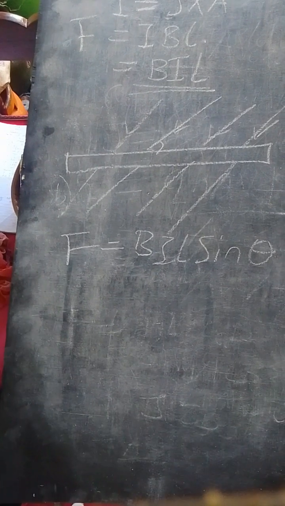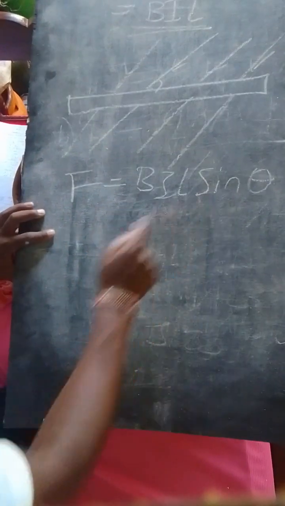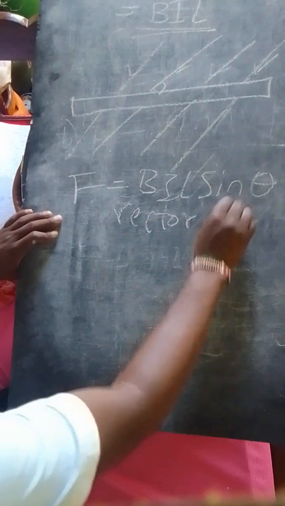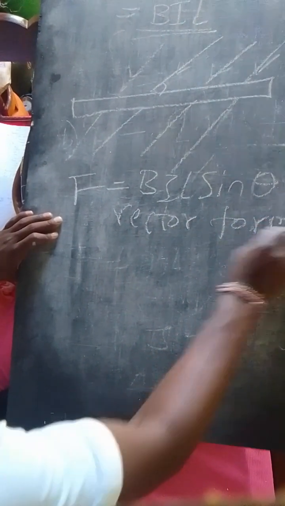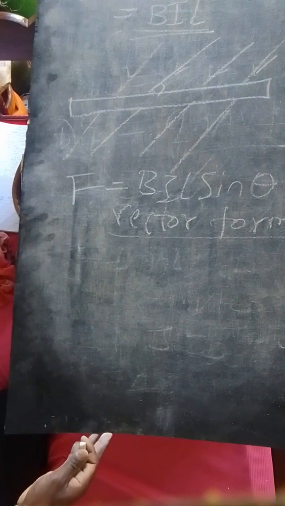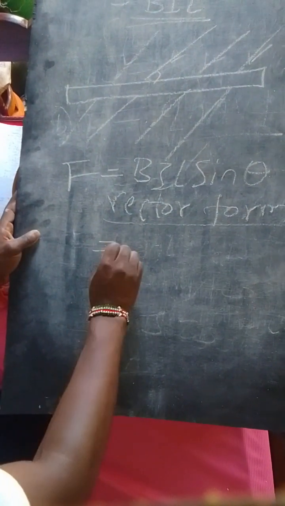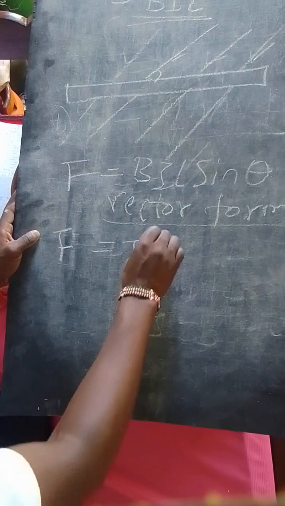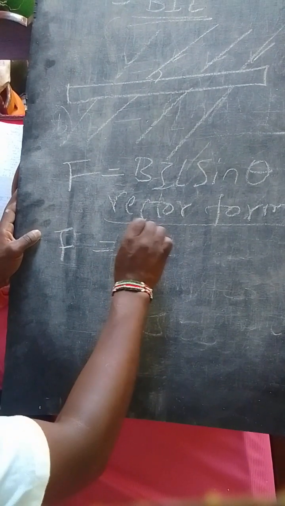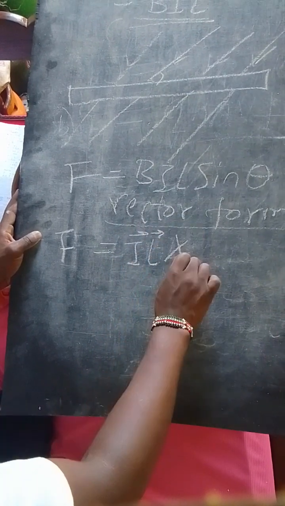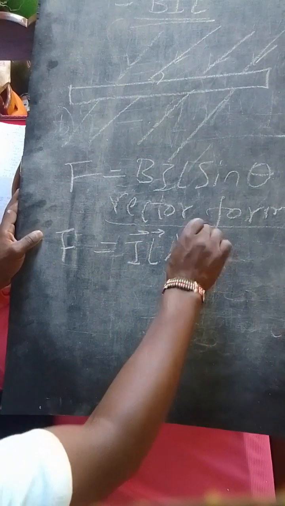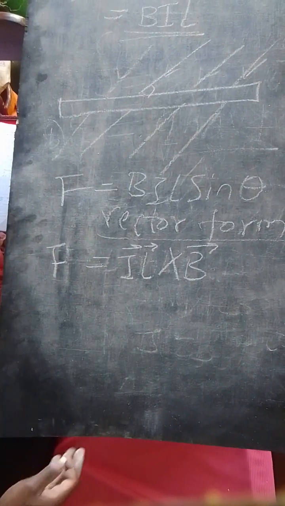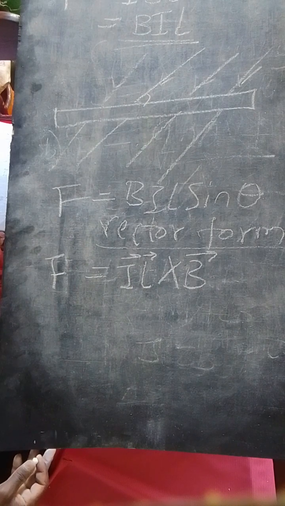Now, if I write this in vector form, remember you can be asked what is the force in vector form. This will become force equal to I L, remember it is in vector form, cross B, and that is the cross product. This is the cross product, and I've written it in the vector form.